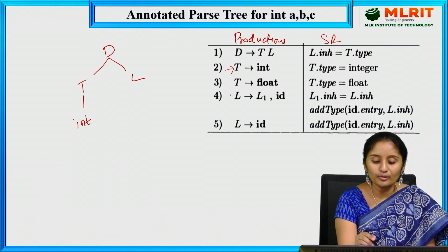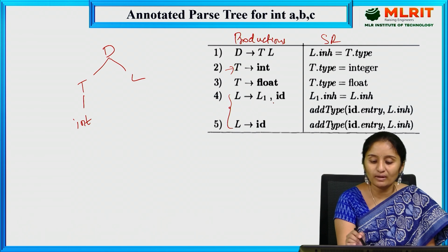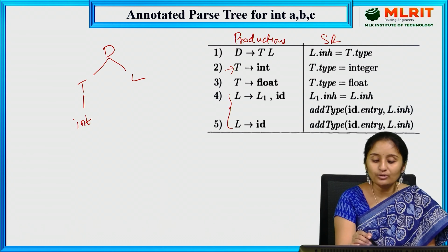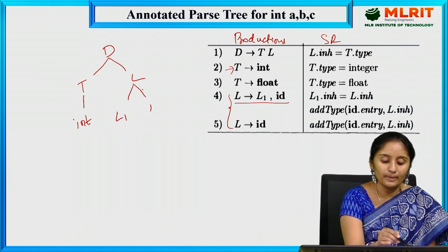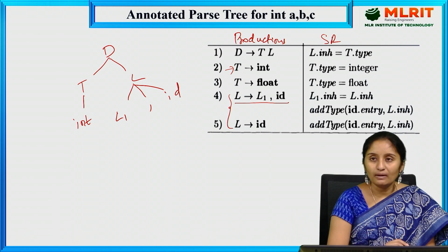So there are two productions here. L produces L1 comma ID. L produces ID. Here I have three variables, so I need to go for these expressions. So L1 comma ID.